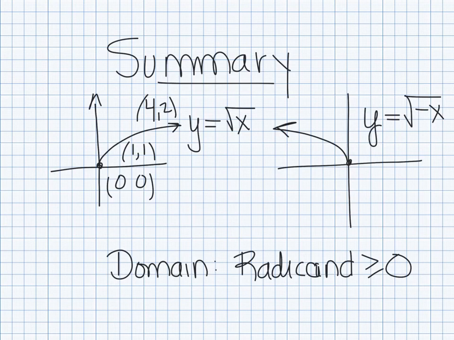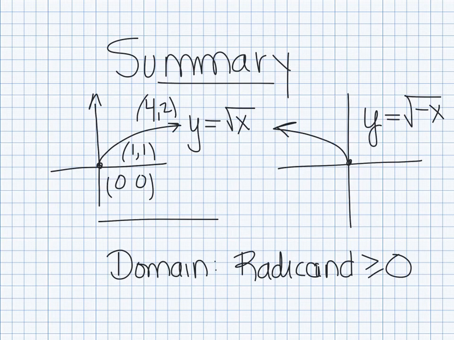All right, just to sum it up then, we have a new parent function, y is equal to the square root of x, 0, 0, 1, 1, 4, 2, okay? Only that one little piece, right? It's x has to be greater than or equal to 0 here. So we do not have an all real number domain, which is a bit unusual for us.